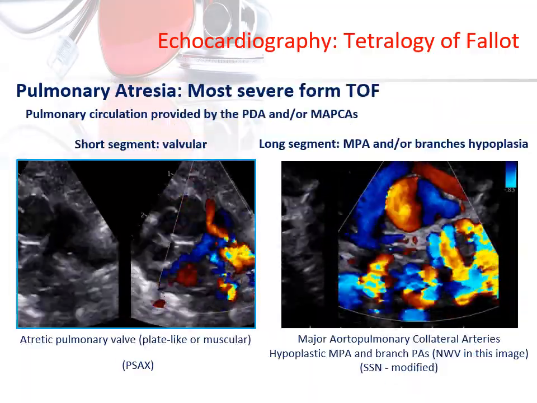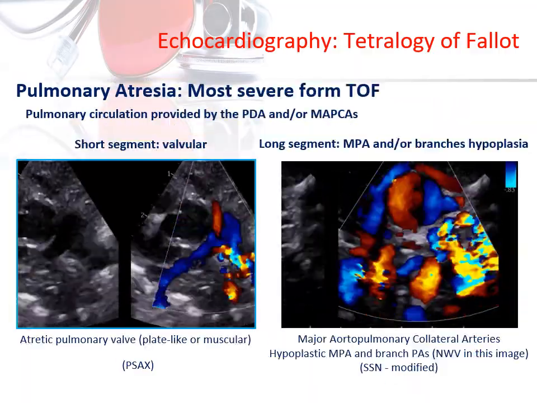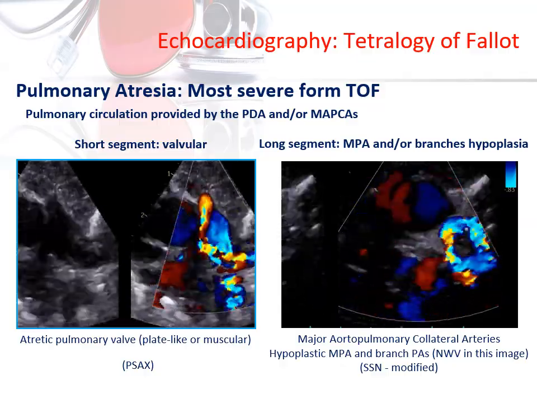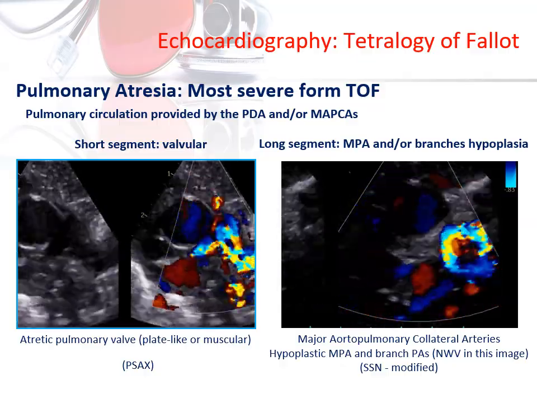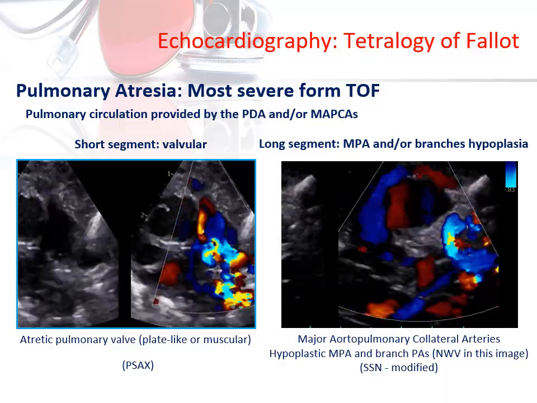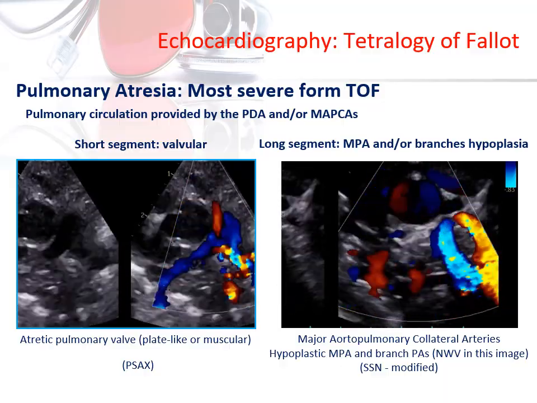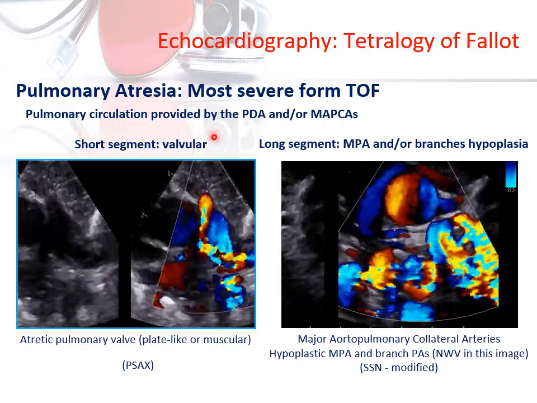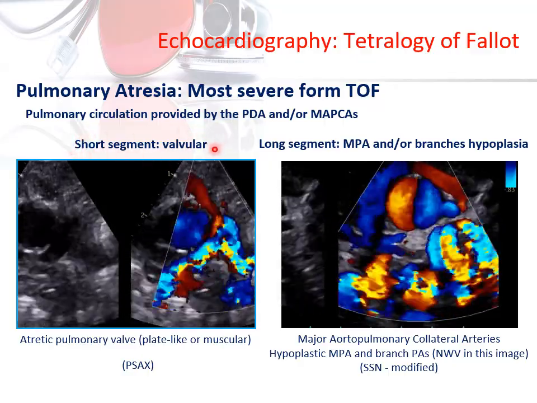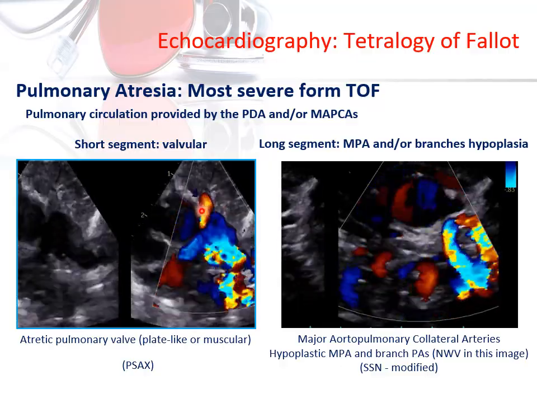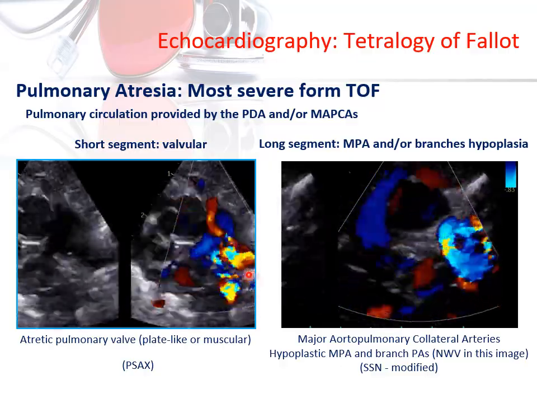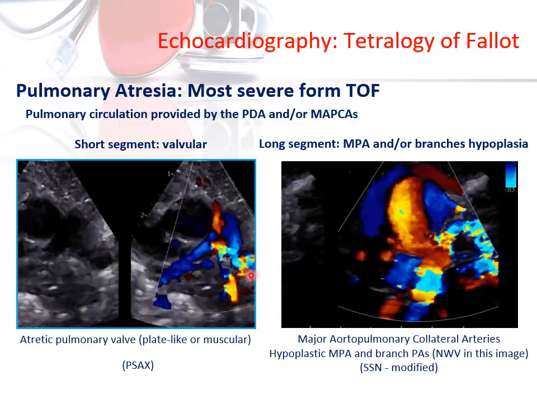Okay, let's talk about pulmonary atresia, which is the most severe form of tetralogy. So in pulmonary atresia or severe tet, the pulmonary circulation is often provided by the PDA if present and or MAPCAs. You got two different types. Over here on the left, we'll talk about short segment, which is typically related to the valve. You have kind of an atretic plate-like pulmonary valve, and you can see that all the flow that's going out into the branch pulmonary arteries is coming up through the PDA.